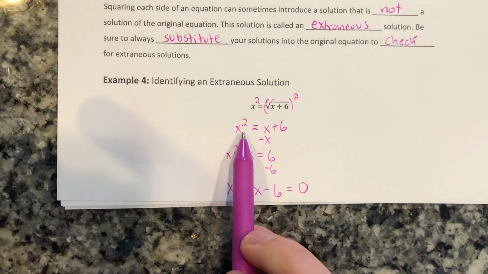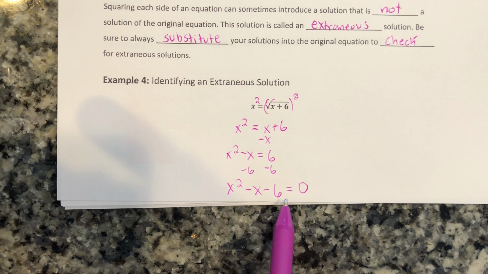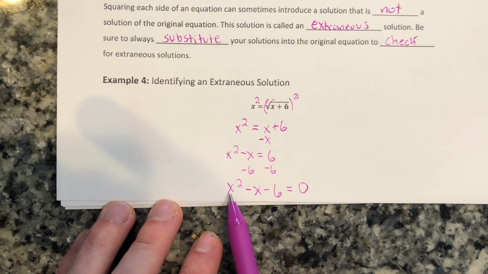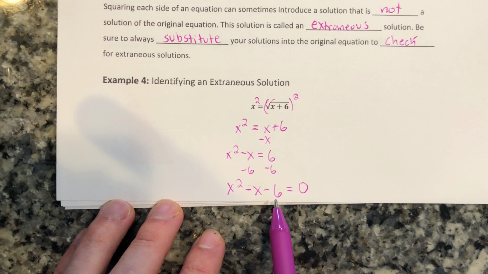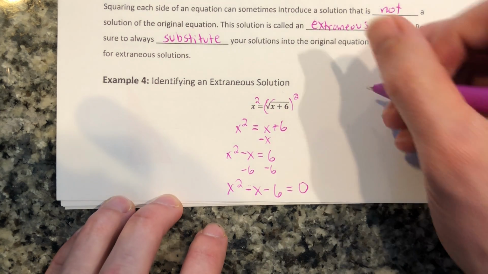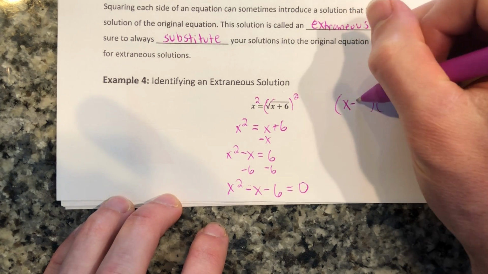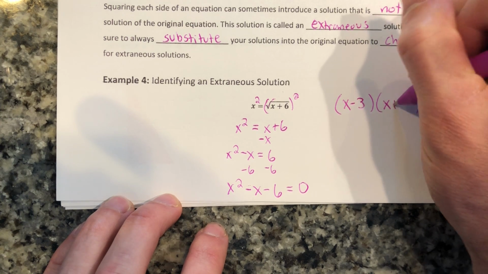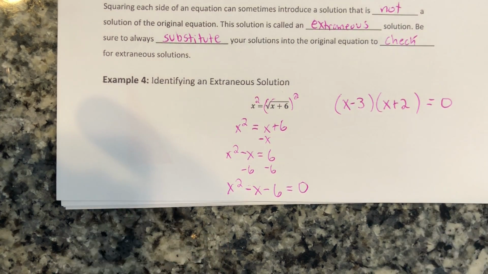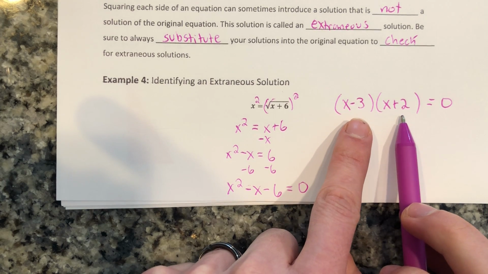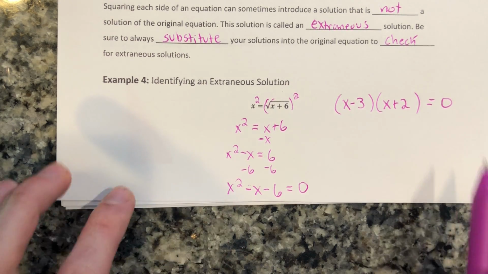So we set this one right here to 0. Now there are multiple ways to solve this. You can use the quadratic formula, you can factor, you can even complete the square. I would encourage you to do either the quadratic formula or factor. I'm going to factor this. With this trinomial, what factors of negative 6 add up to negative 1? The two factors are negative 3, so x minus 3, and positive 2, x plus 2. So I factored that, right? Negative 3 times 2 equals negative 6, and negative 3 plus 2 equals negative 1.